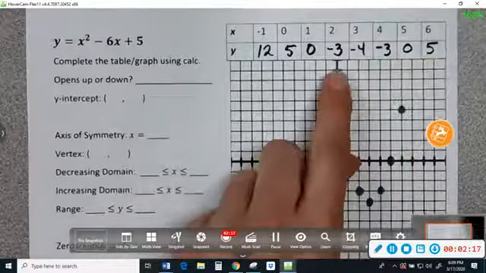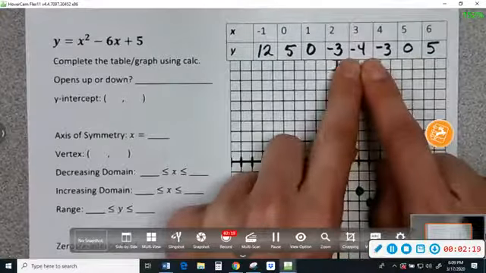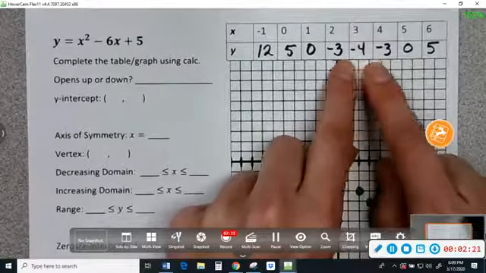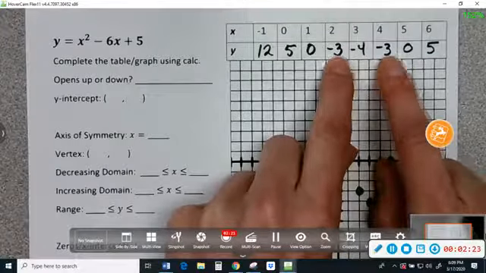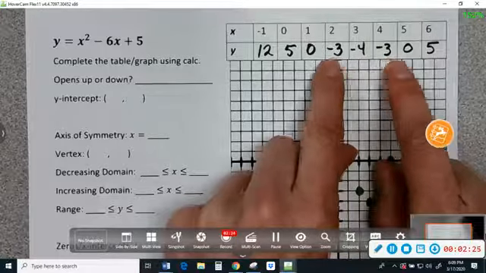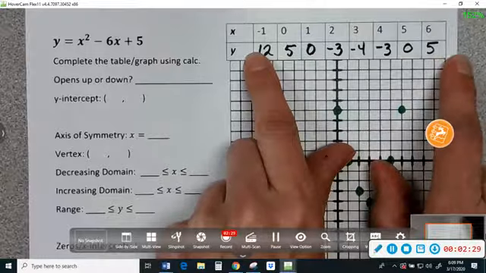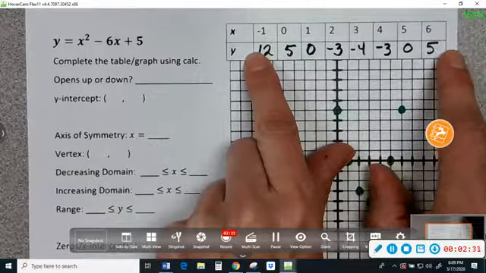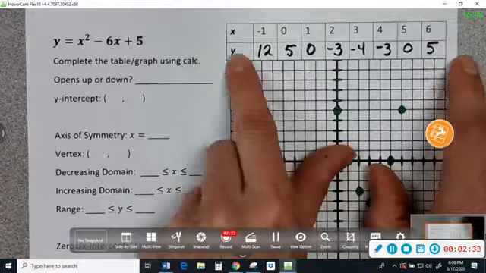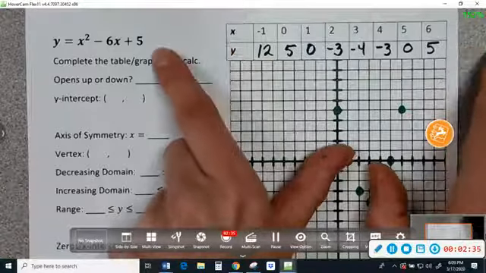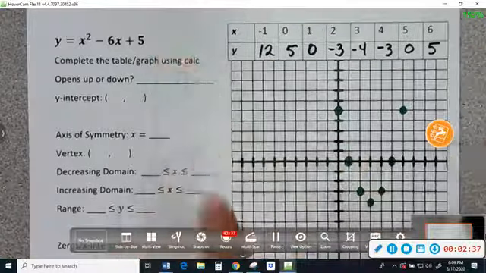The cool thing about a quadratic is that it is symmetrical. So here's the vertex. Notice on either side of it are the same y values, both -3, and then on either side of that, 0. And then 5, and then if we had gone out to 7 in our table, there would be a 12 here. And that symmetrical pattern would continue as we go out.